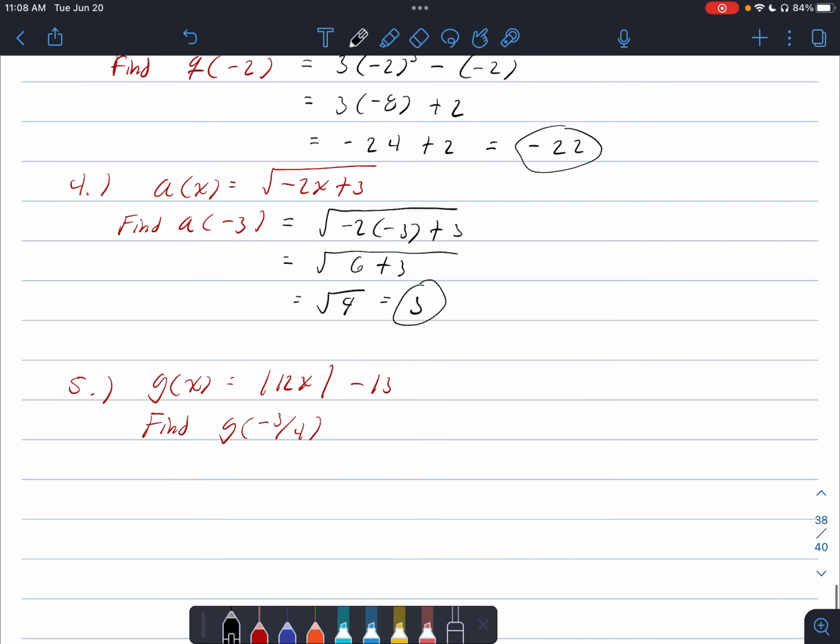But something to note here, in some instances where you have functions, not all inputs are valid. Sometimes there are restrictions on the domain.